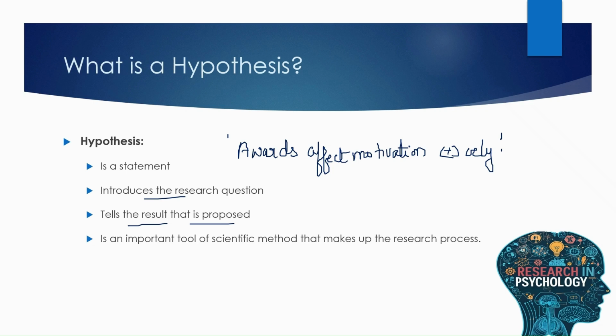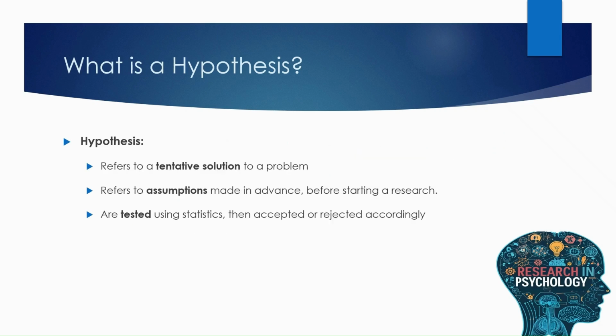And also hypothesis is an important tool of scientific method that makes up the research process. All right. So this was a brief introduction to hypothesis. What? That it's a statement. It introduces the research question. It tells the result that is proposed, and it is an important tool of scientific method that makes up the research process. Coming to a more formal description of hypothesis, hypothesis refers to a tentative solution to a problem.